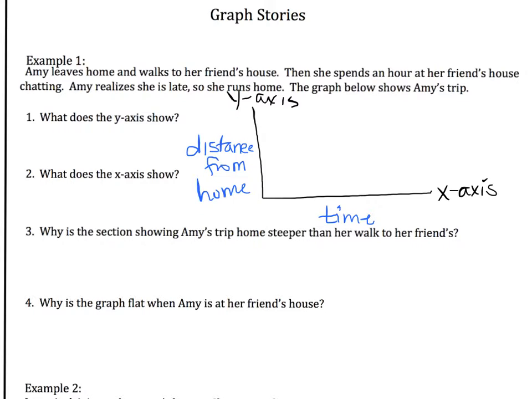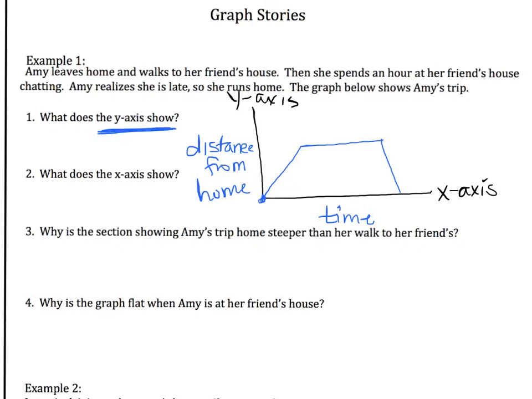So let's draw a picture of this graph story. Amy starts at home, and she walks to her friend's house. She spends an hour at her friend's house, so time is passing, but her distance from home is not changing. Amy then realizes she's late, so she runs home. That's what her graph story looks like.